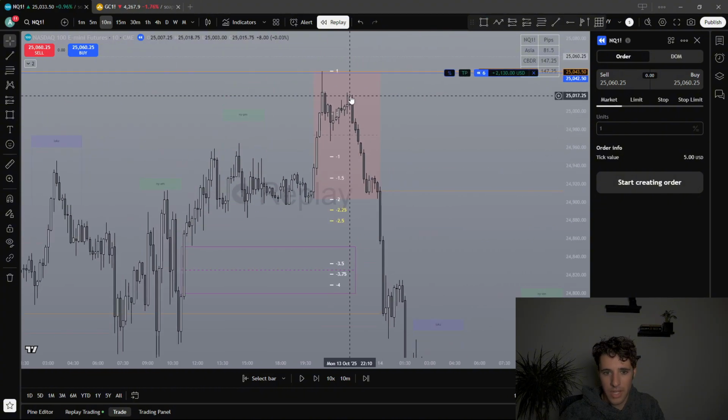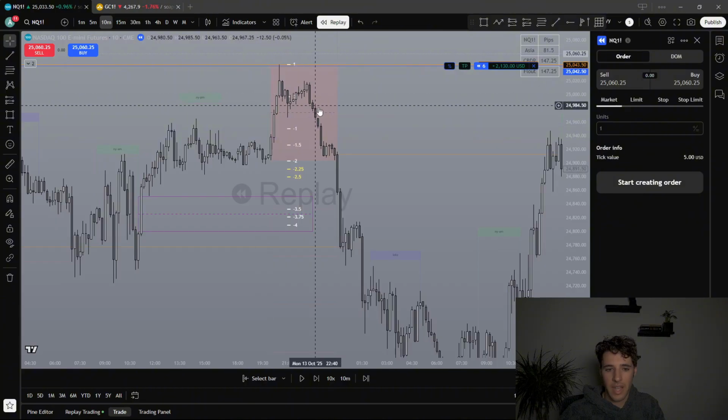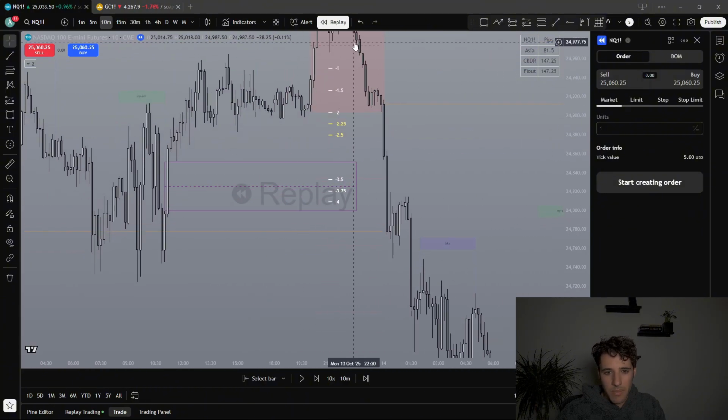I would have shorted down from here. We get an inverse gap. You can see structures changing. This is the middle of the night though, so this is Asia, so that's why it's not the best example, but price is changing structure. We're going bearish trend.